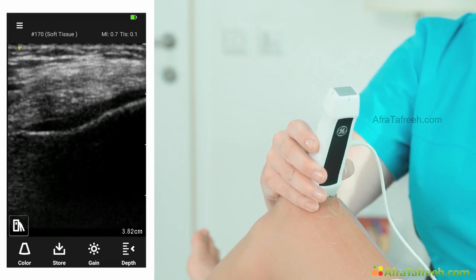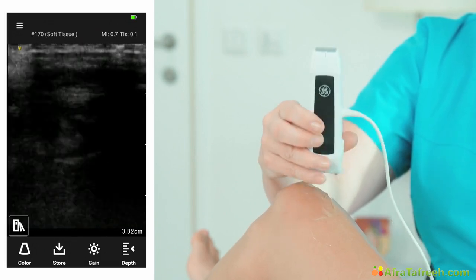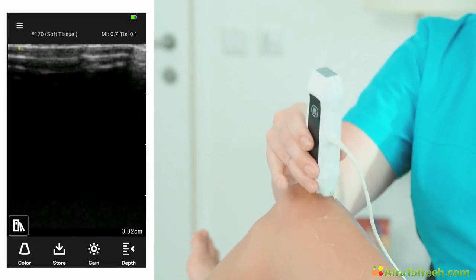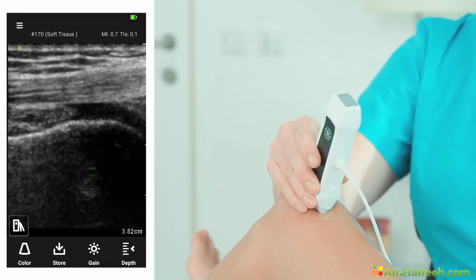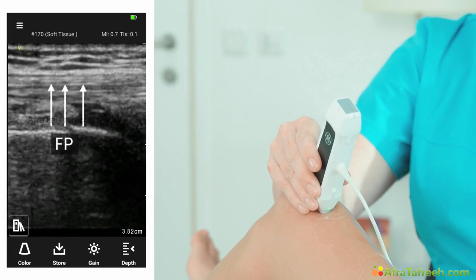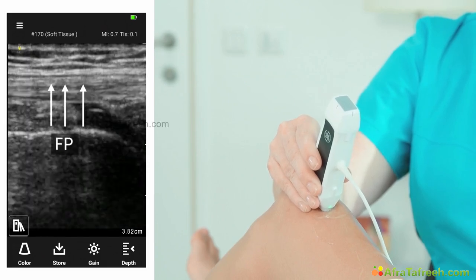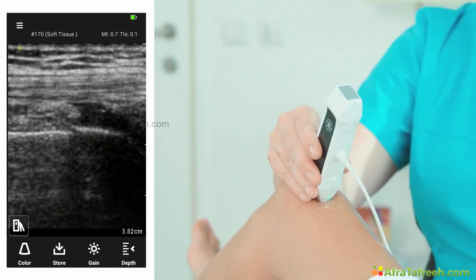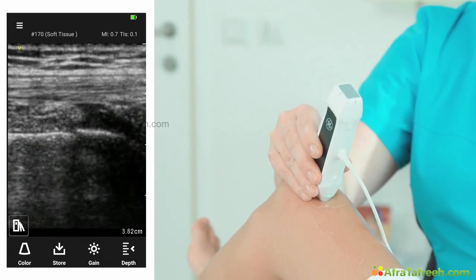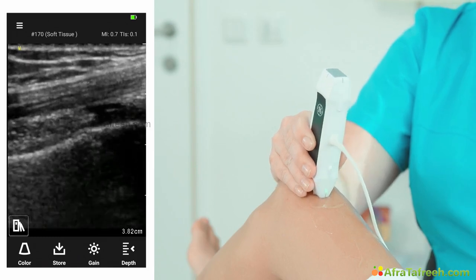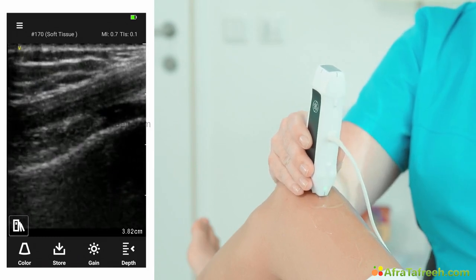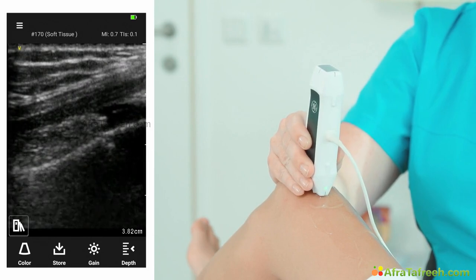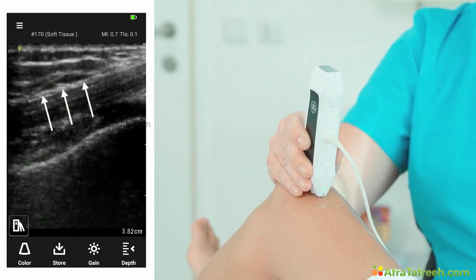I can demonstrate this anisotropy also in the longitudinal plane. So I'm just going to rotate the transducer back around. Here I can see the beautiful fibrillar pattern of the tendon in the quadriceps tendon, the echogenic fibrillar pattern, because I'm 90 degrees to those tendon fibers. If I tilt the transducer slightly this way, you can see now that the tendon looks quite anechoic. So we're not able to visualize it very well.